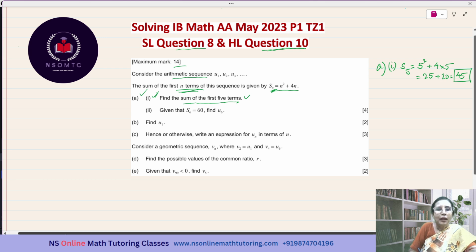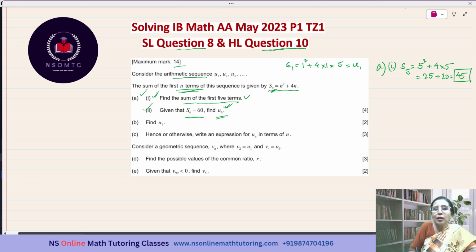Coming to the second subpart, II, given that S6 equals 60, find U6, that means the sixth term. Sn is the sum of the first n terms. So what will be the sum of the first one term? It will be S1, and this will be equal to 1 squared plus 4 times 1. 1 squared is 1 and 4 times 1 is 4, so 1 plus 4 is 5. This is equal to U1, because it is the sum of the first one term.